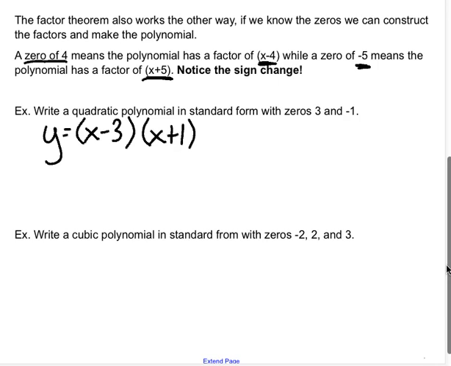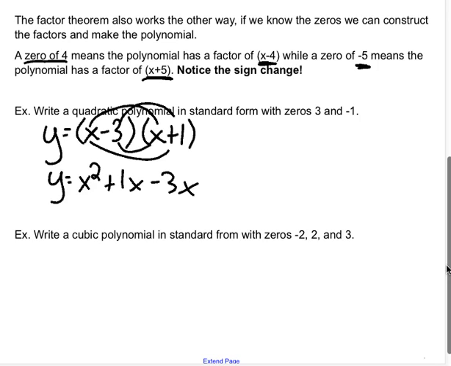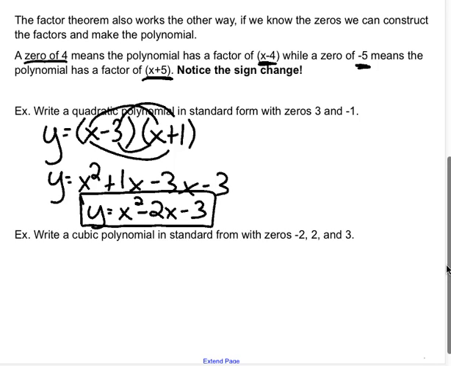So I can write that out. And now if I want that in standard form, well now I have to FOIL it. x squared plus 1x minus 3x minus 3. So my polynomial in standard form would look like that. And that's going to be my solution.